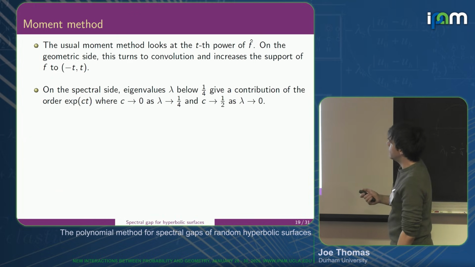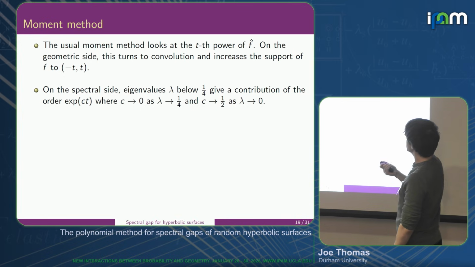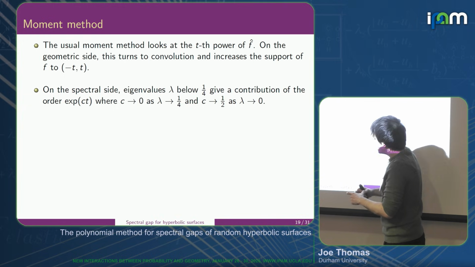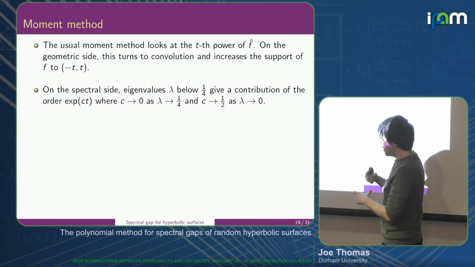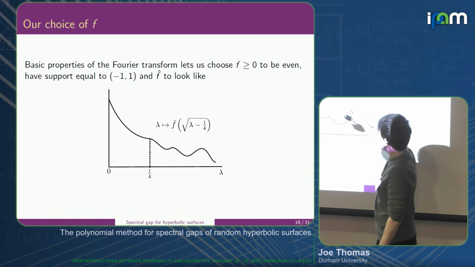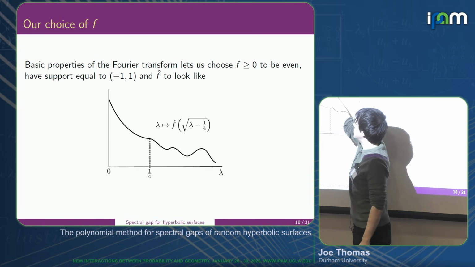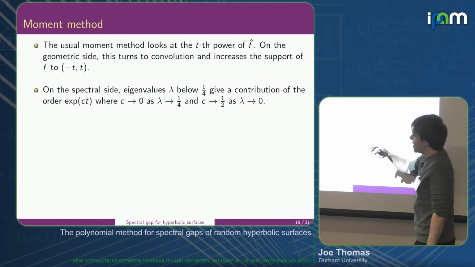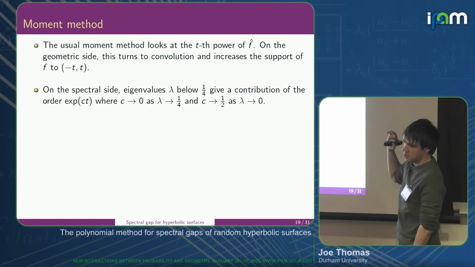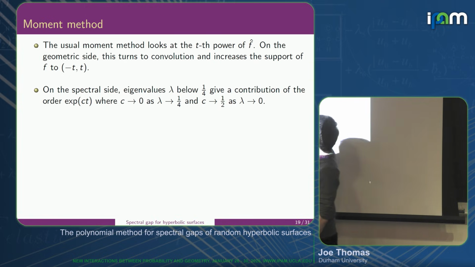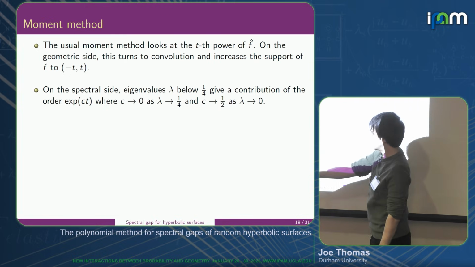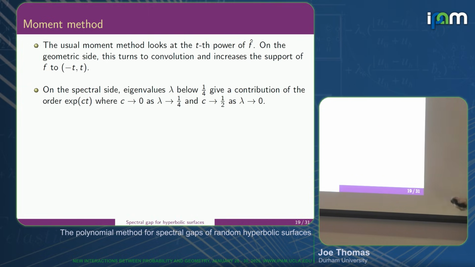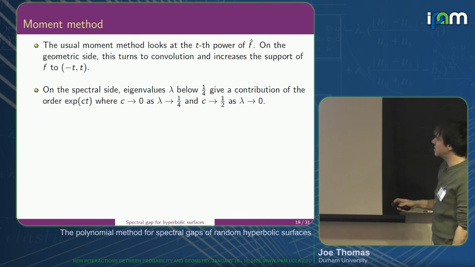Okay. Fine so far. On the spectral side, what does taking the t-th power do? As I said, the small eigenvalues, the eigenvalues below 1/4, are a purely imaginary input into this f hat here. And this has size that's exponential in the size of the support. So what you see is you get some contribution to the spectral side that's of the order exponential, a constant times the size of the support, such that this constant will go to 0 as my lambda goes to 1/4. You'll turn to something oscillatory. And it will go to 1/2 as lambda goes to 0. This is just explicit computation. You can see this.